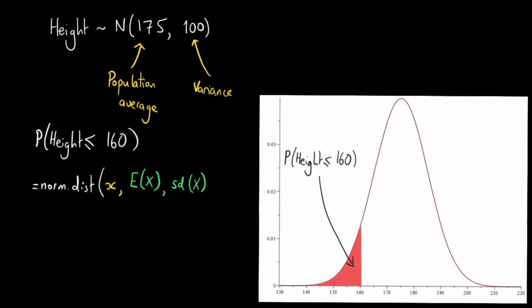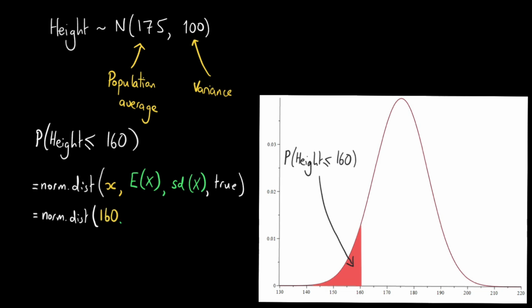And then to calculate the probability of being less than or equal to, we would use TRUE, which would indicate that we're looking at a cumulative probability density. If we used FALSE, what this would give us is a probability density function at a single point. So for this example, the value of x that we're looking at is going to be 160. So we can write this as equals NORM.DIST. We're looking for the probability of being less than or equal to 160.